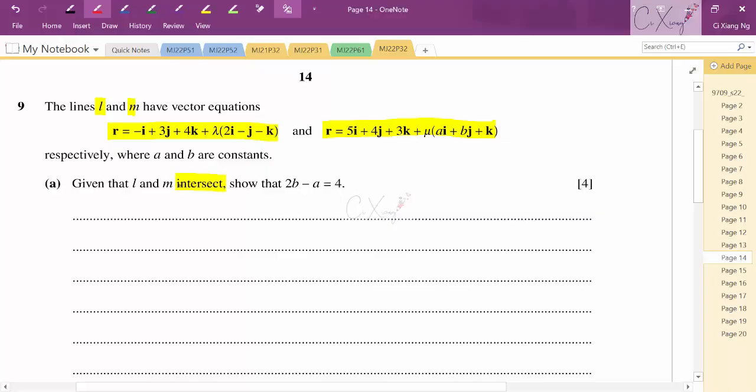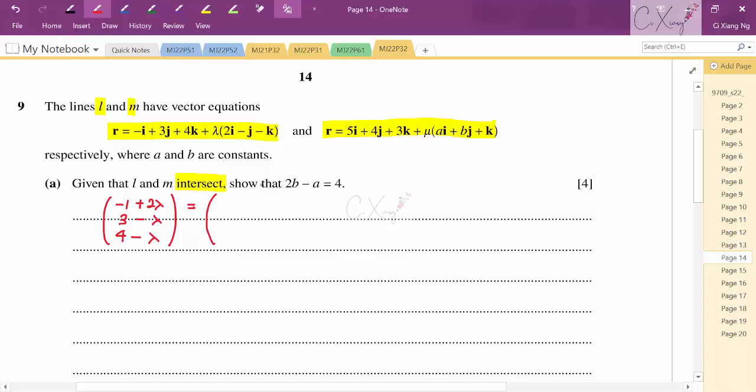First of all, when the lines intersect, that means one vector equation should equal the other vector equation. So I have -1 plus 2 lambda, 3 minus lambda, and also 4 minus lambda. I will make it into a column vector form, and it equals the vector equation for the line M.